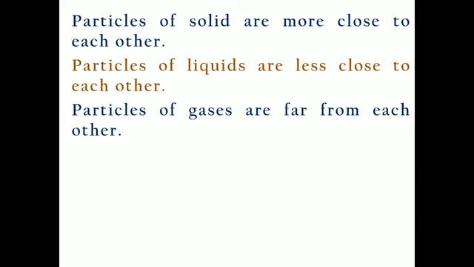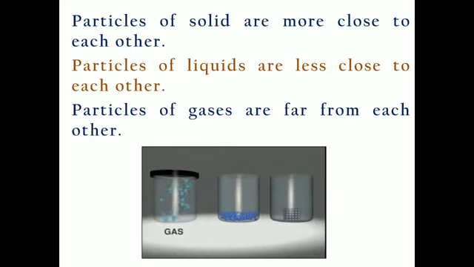So if we compare these three states of matter, that is solid, liquid and gas, the particles of gas move very freely, whereas in liquid you can see it is moving, but the movement is not so high, and solid is very compact, very close to each other. So the particles of gas have more space between them, the particles of liquid have less space, whereas solid has almost negligible space between its particles.